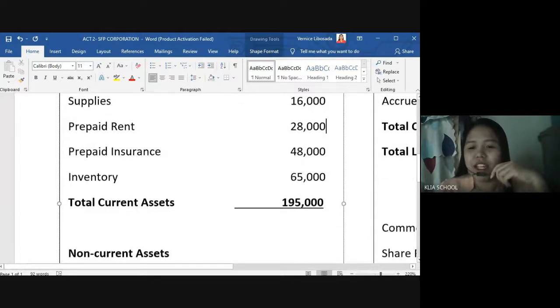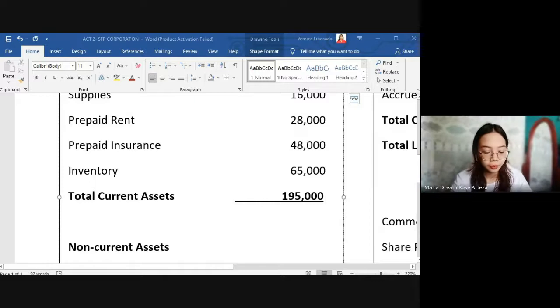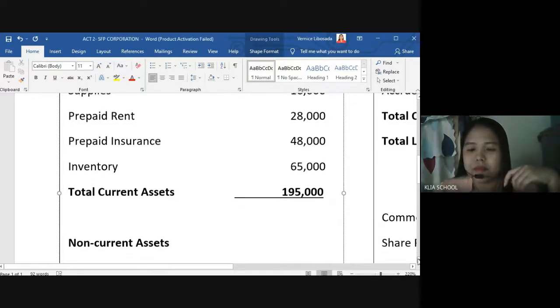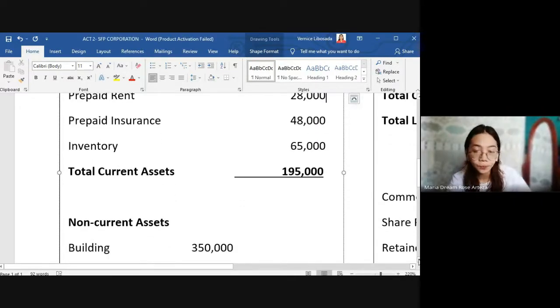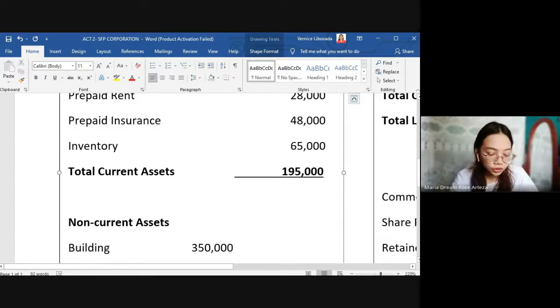Meron ba tayong maire-record na non-current assets? Dream Rose, what are the following non-current assets? Please, enumerate. Yung una po is building po. Okay, 350,000 building. Next. Yung accumulated depreciation po. Okay, accumulated depreciation. Ano ang ilalagay natin sa amount na accumulated depreciation para masubtract siya? Yung minus na po, minus po dun sa building po.